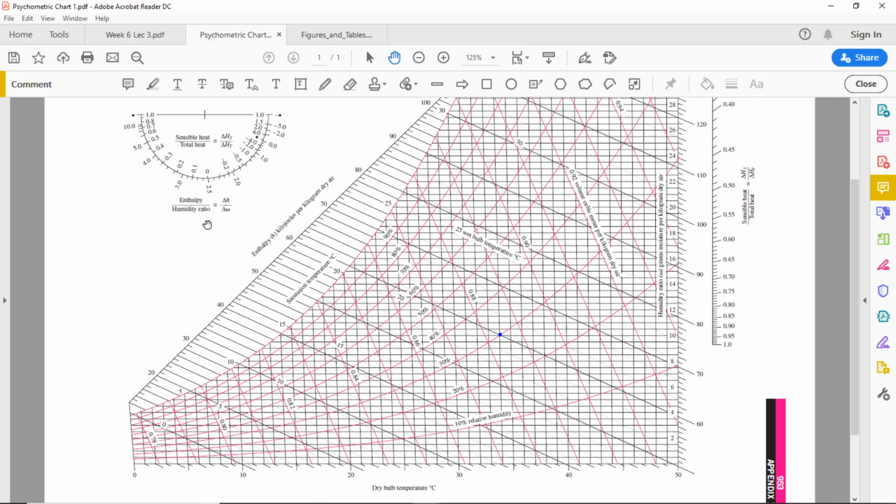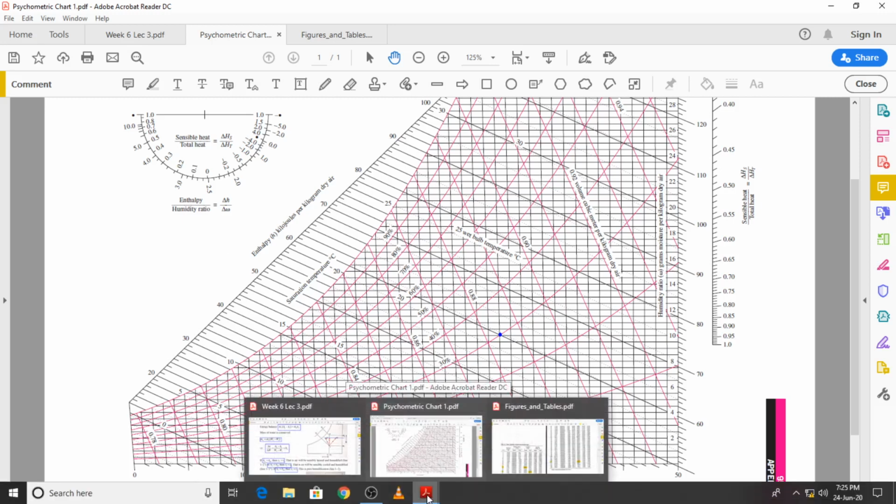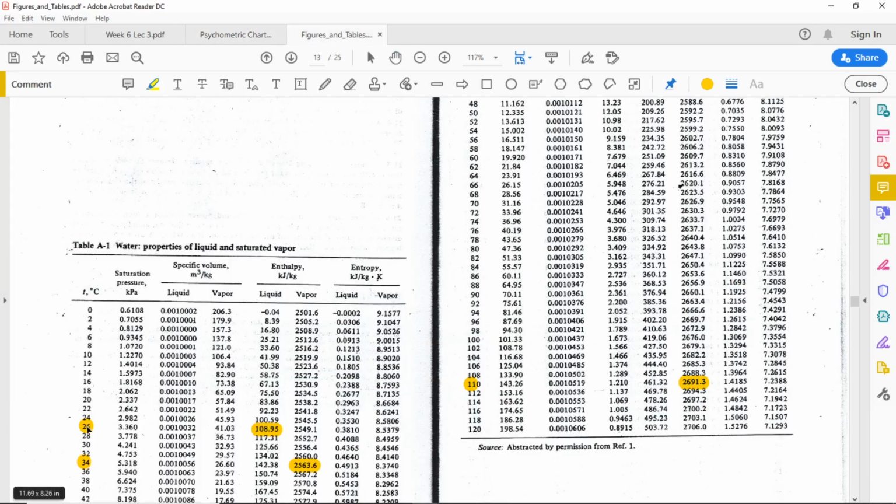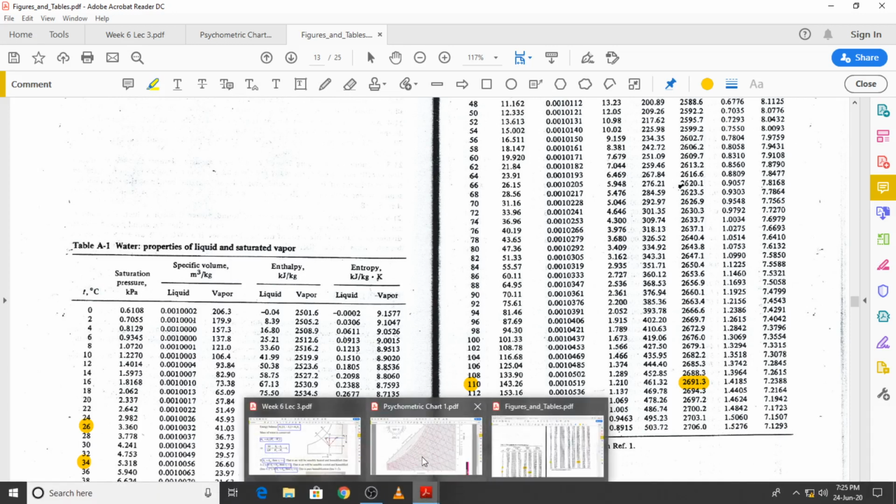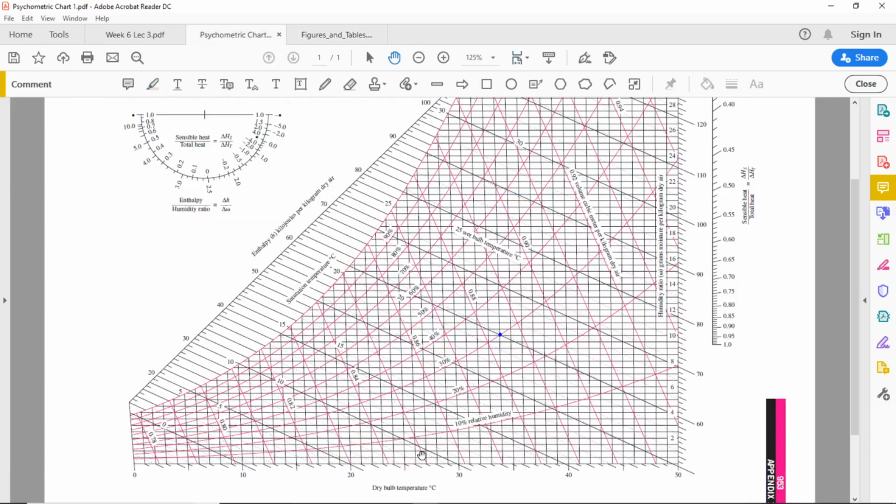And as I said, I will start with water at 26 degrees C, and for that I will again move on to the table, and you can see at water at 26 degrees C, because it's liquid, the enthalpy is 108.95 kilojoule per kilogram. So that means delta H by delta W is equal to HW, which is 108.95 kilojoule per kilogram.